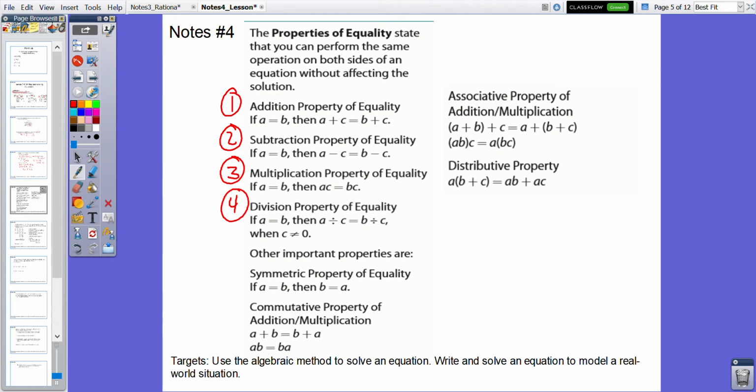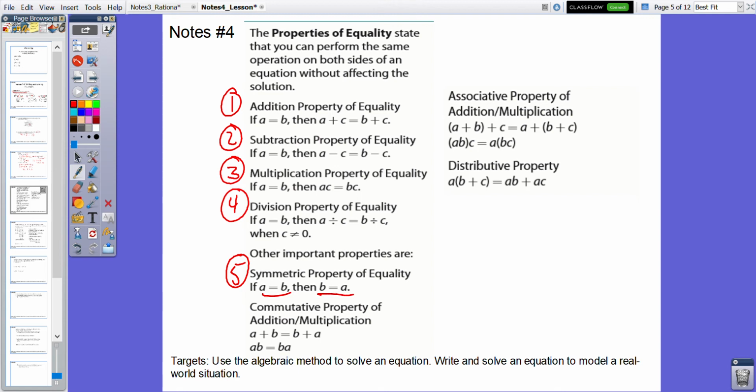Okay, so those are all my properties of equality. The rest of these are ones you may have seen in 8th grade in previous algebra classes, and those are these right here. So the symmetric property, where you can just basically switch these around.